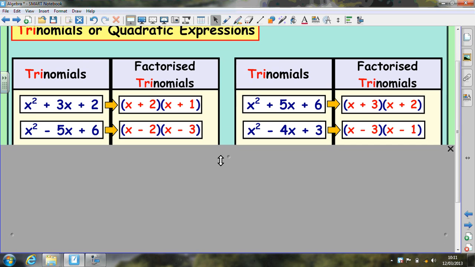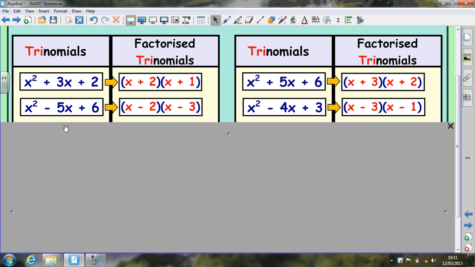If we turn our attention to the second example, in this one you can see there's a negative value here but a plus at the end. Now, in this scenario, you always have the same signs in your brackets to make this negative in the middle and plus at the end. And if you look at this one, we have negative 2 times negative 3 makes your plus 6, but negative 2 add negative 3 makes your negative 5 in the middle. So it's good to learn these wee things that can help you out.